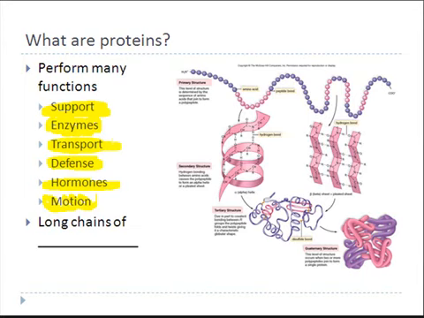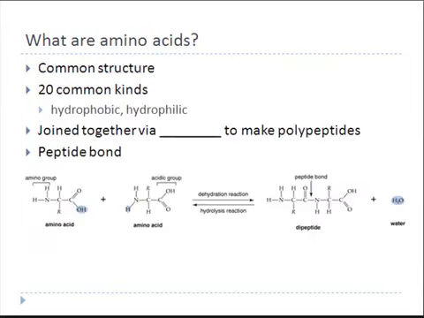Proteins in and of themselves are simply long chains of amino acids. When I string together lots of amino acids, I create a protein. Now, let's talk for a little bit about what an amino acid is. Amino acids are one of the four types of organic molecules, which means by definition they have to have at least one carbon in them. They always have a central carbon. They also always have at least one hydrogen bonded to them.